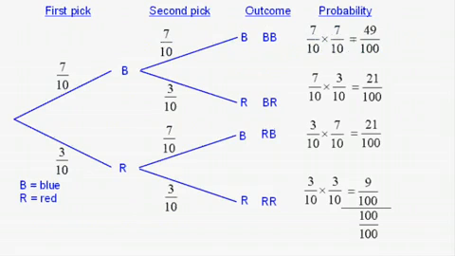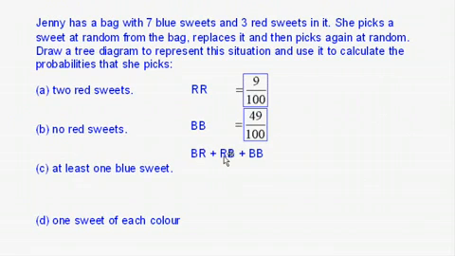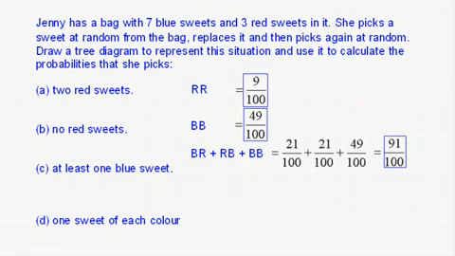Now we get a bit more complicated. We need to find at least 1 blue. So this has got a blue, this has got a blue, this has got a blue. There are 3 possibilities, and we get these by adding, because it's this or this or this. If you remember, or in probability means add them together. So when we add those 3 together, we'll get our answer. It's blue-red, red-blue, or blue-blue. Adding them together, we get 91/100.